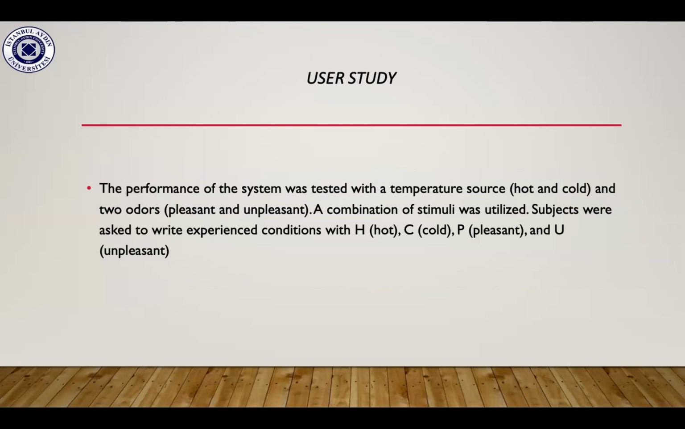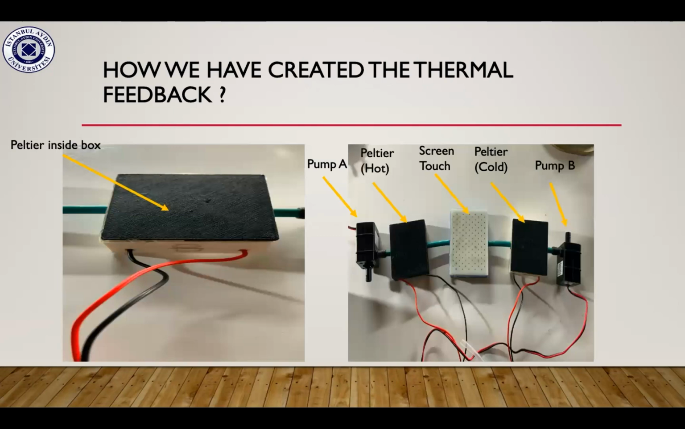So, user study. The performance of the system was tested with a temperature source, hot and cold, and two odors, pleasant and unpleasant. A combination of stimuli was utilized. Subjects were asked to write the experienced condition, with H for hot, C for cold, P for pleasant, and U for unpleasant. So here is how we have created the thermal feedback.